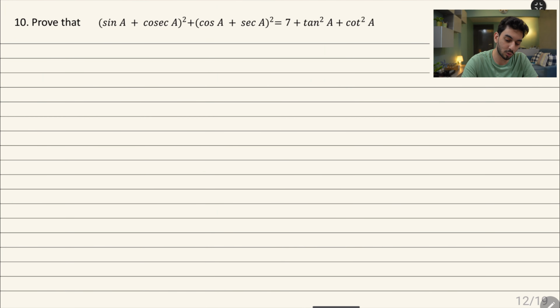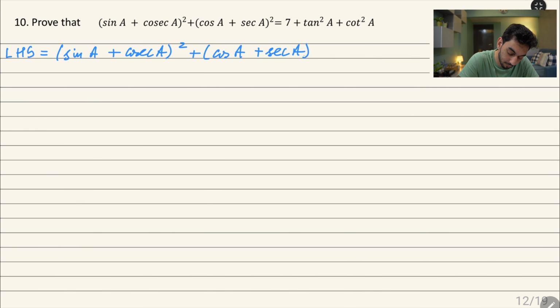Okay, next question. This one says (sin A + cosec A) the whole square plus (cos A + sec A) the whole square is equal to 7 plus tan square A plus cot square A. Now we need to obviously start with the left hand side because that is bigger. So (sin A + cosec A) the whole square plus (cos A + sec A) the whole square. We decided where to start from.